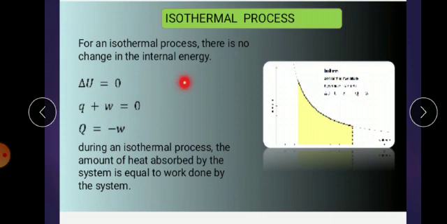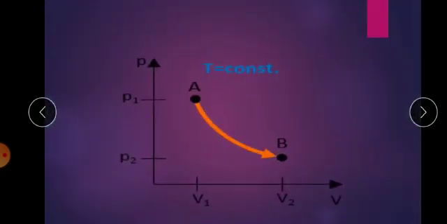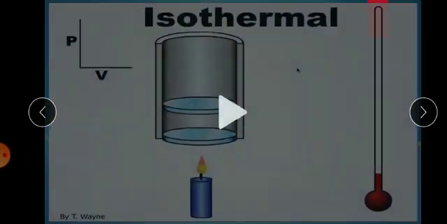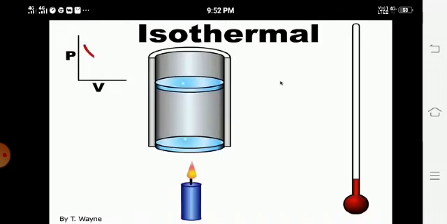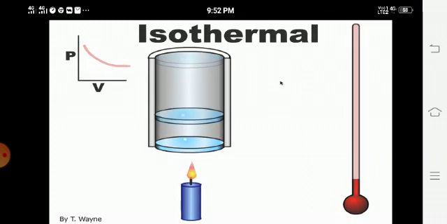So according to the first law of thermodynamics, ΔU is equal to 0. Here the temperature is constant. Q is minus W. So here the temperature value should be constant. The temperature is constant, and pressure as well as volume should be constant values. So for an isothermal process, if you plot the graph of pressure and volume, it shows constant pressure.